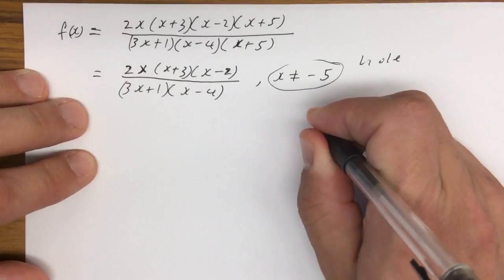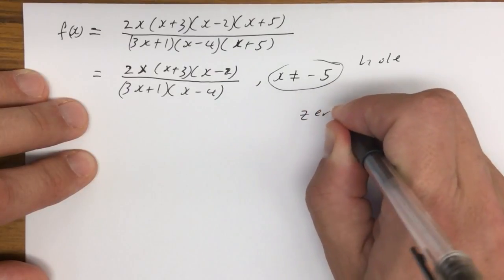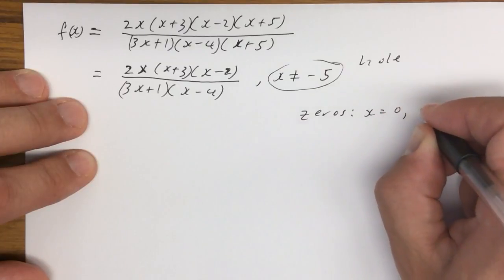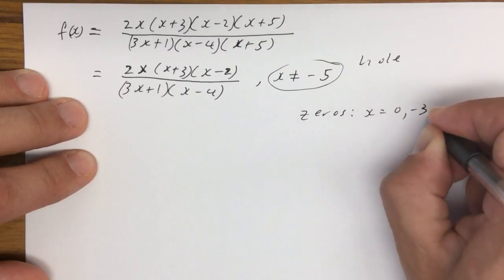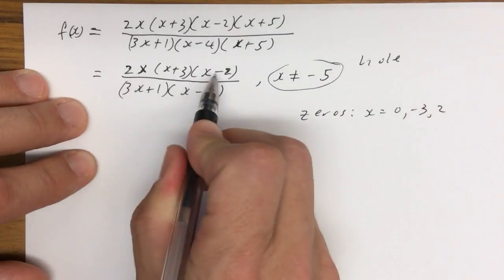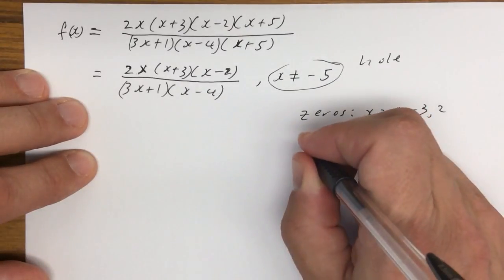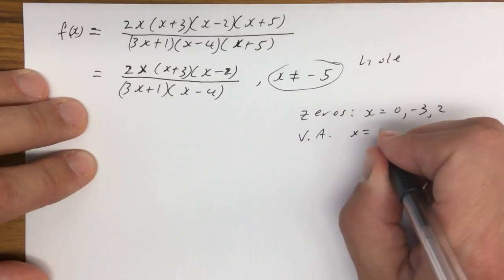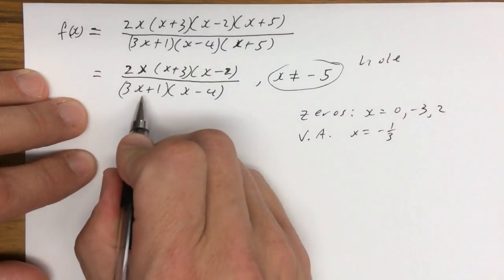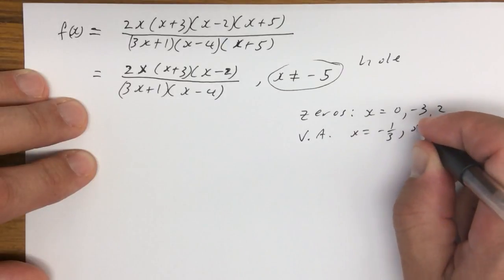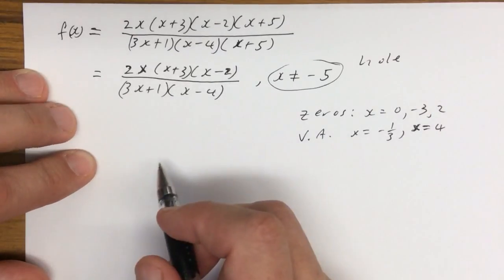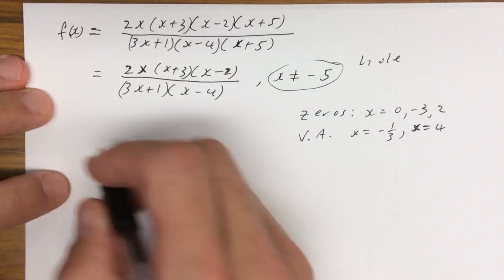Okay, so from this though, before we expand, let's get the information about these zeros and all that kind of stuff. So these zeros are going to be x equal to 0, negative 3, and 2, based on the values on the top. And the vertical asymptotes are x equals negative 1/3 from here, and x equals 4. Okay, so that's the information we've got from that. Now let's try and find the oblique.